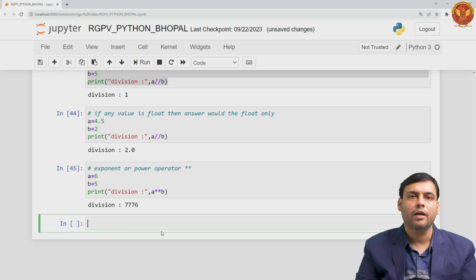What do you mean by the operator? And we have discussed one type of operator, that is the arithmetic operator.